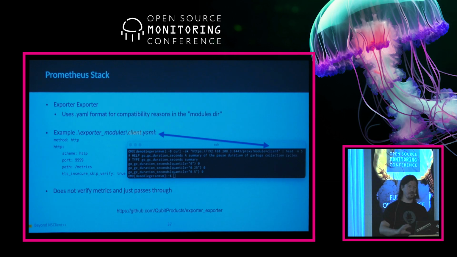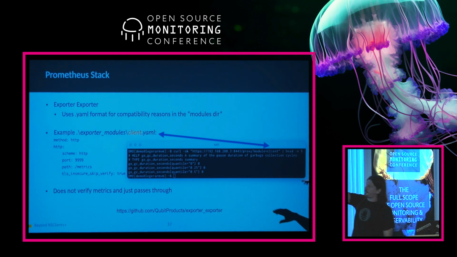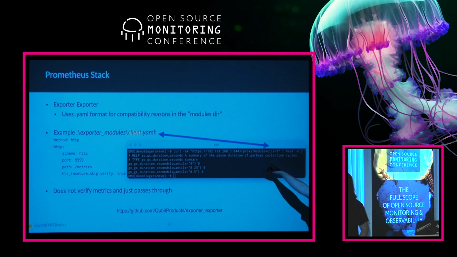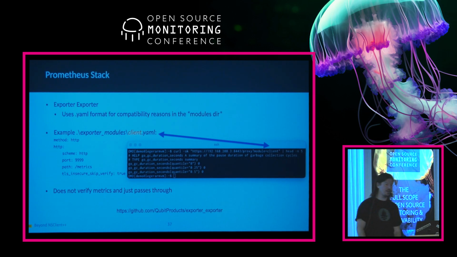It doesn't even have to be Prometheus. You just define a port and a URL path, and then it will be accessible with the exporter. So we have this exporter module folder with a YAML file for each connection, and with the proxy endpoint you can access this client. It really just works like the Prometheus exporter.